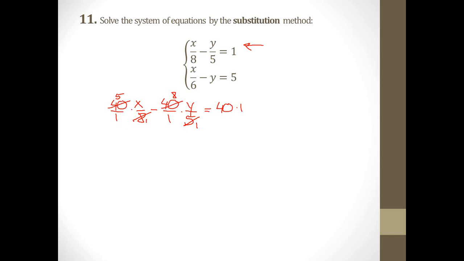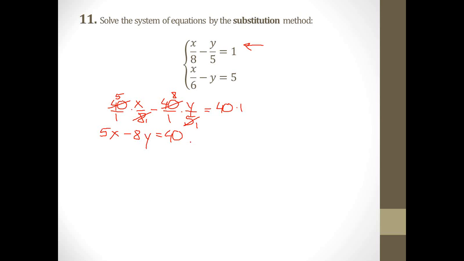Let's straight multiply together our leftover numbers. So we have 5 times x gives us 5x, and then we have negative 8 times y, so we get negative 8y, and over here 40 times 1 is just 40. So no more fractions.